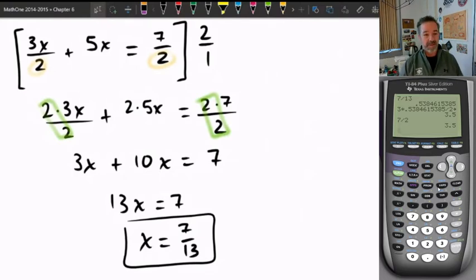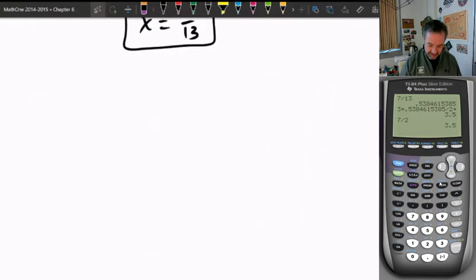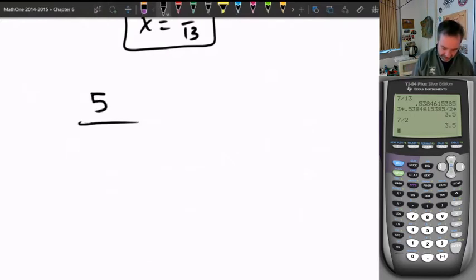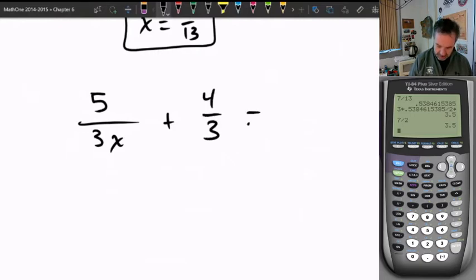So that is the solution. All right, let's look at another example of fraction buster. I'll do one where I've got maybe an x in the denominator. So I'm going to say 5 divided by 3x plus 4/3 equals, I'll say this is 2 over x.